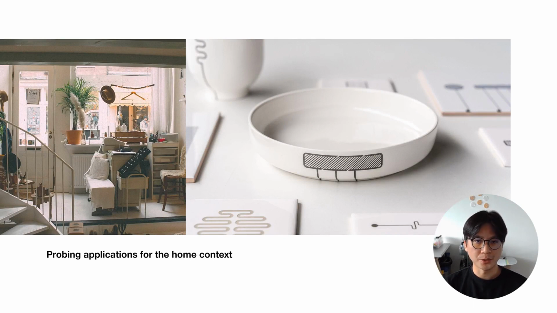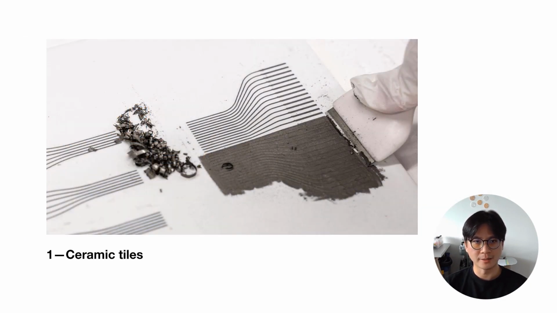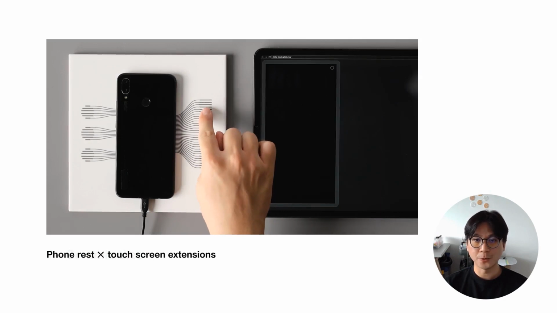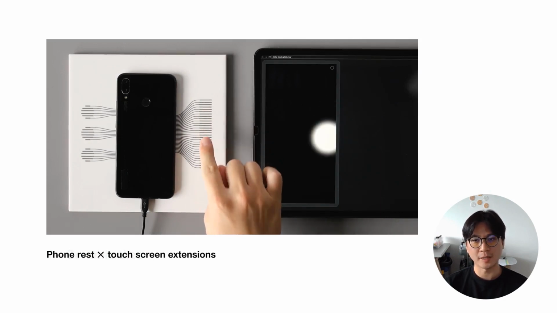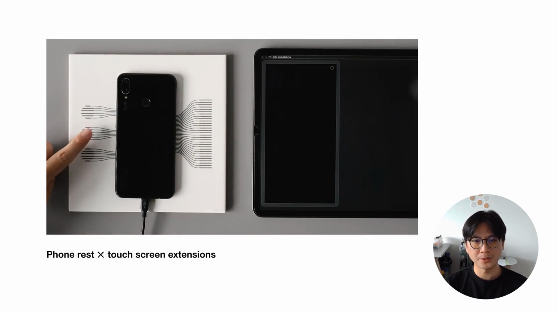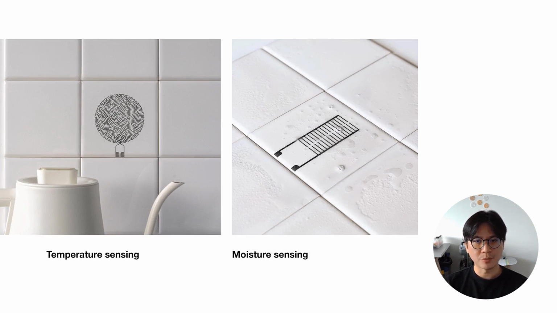With this fabrication approach, we designed and built a series of interactive applications for the home to probe how interactive ceramic objects can participate in everyday life. The first set of applications centered on the archetype of the ceramic tile. In this instance, we built a phone rest that passively extends the touch sensing capabilities of the phone screen for people to use their phone applications without actually using the phone. We also built a temperature sensing tile and a moisture sensing tile that can be installed into the walls or floors of our kitchens and bathrooms. These fixtures can be used to detect if the stove is in use, for example, or if there is water leakage.